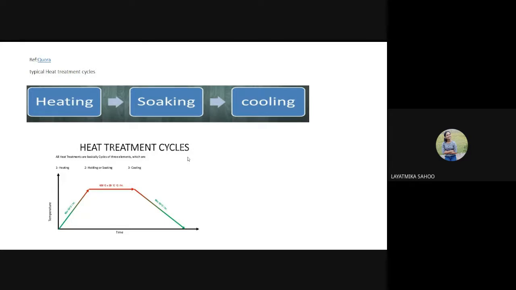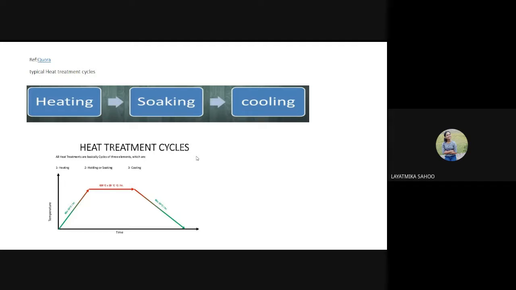What about pearlite? Pearlite forms at slower cooling than bainite. Very good. But what about the two types of pearlite? Sir, coarse pearlite and fine pearlite. The slowest one will be coarse. Yes, very good. If you do very slow cooling, you will get coarse pearlite. Fast cooling, you will get fine pearlite.